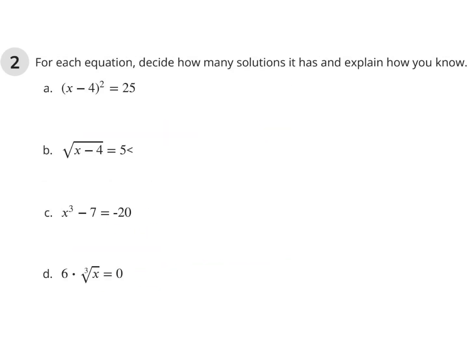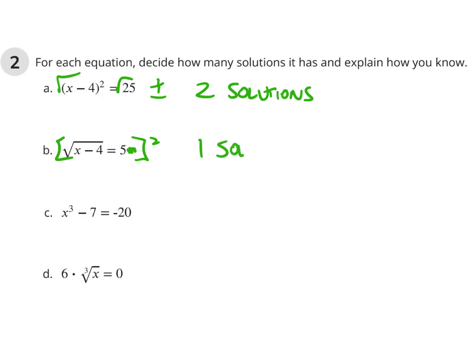Okay, so for each question, decide how many solutions, and how do you know? So we don't necessarily have to solve these. When I take the square root, because 25 is positive, I get 2 solutions, one positive, one negative. So there's 2 solutions. x minus 4, I think this is a typo. If we square both sides, then we get 1 solution.